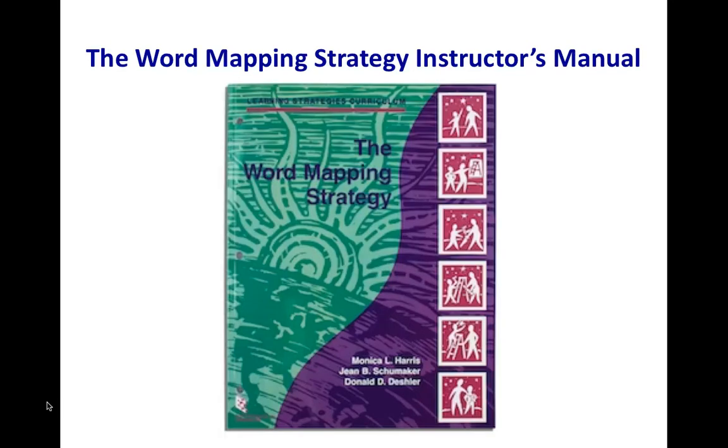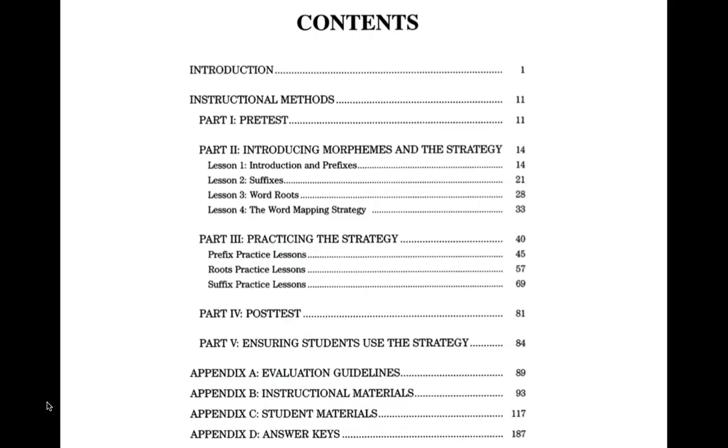You may also want to have the Word Mapping Strategy Instructor's Manual at hand, since it provides all the information and materials that will be discussed in today's video. The information in the manual is organized in these sections. The first section of the manual provides a brief overview of the strategic instruction model, followed by information regarding this specific strategy. It touches upon the research behind the strategy and provides a preview of the instructional sequence teachers are to follow when teaching it.